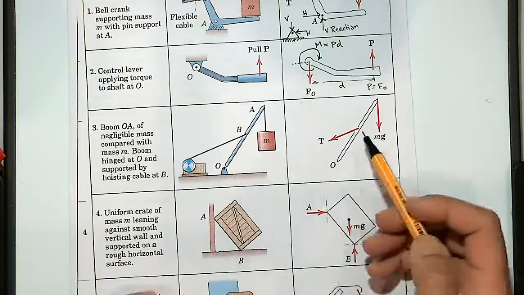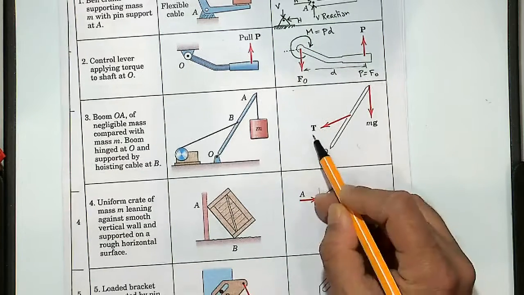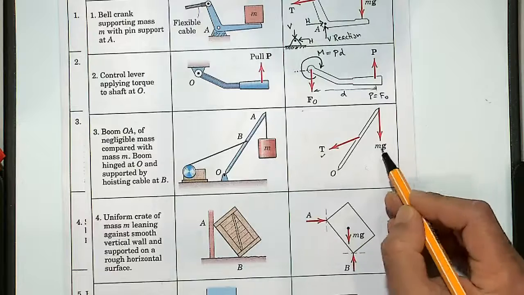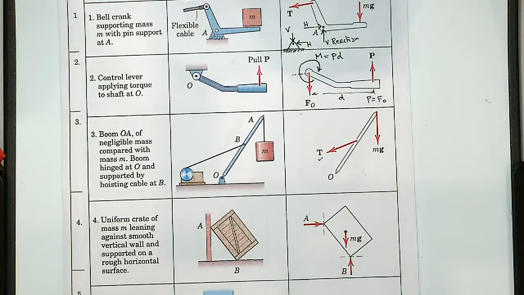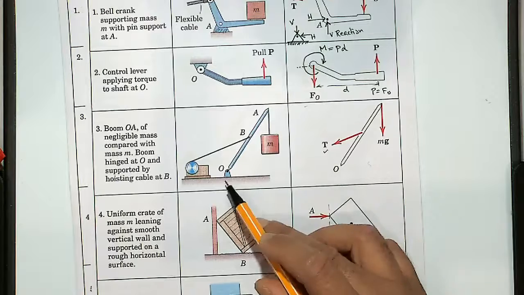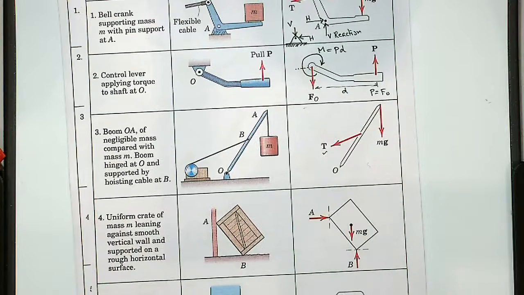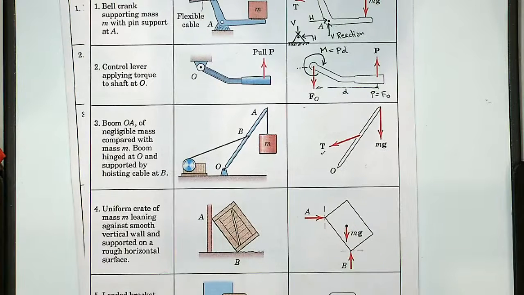So this cable must be pulling it with a tension force. So this seems to be all right. Weight of this block is M times G, going downward due to gravity. That looks all right. So what about point O? Do we need any reaction force there to make it under equilibrium?